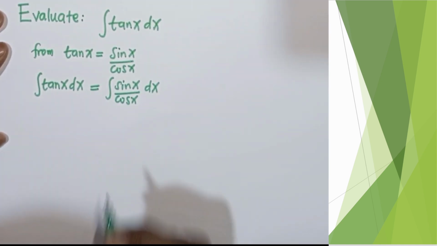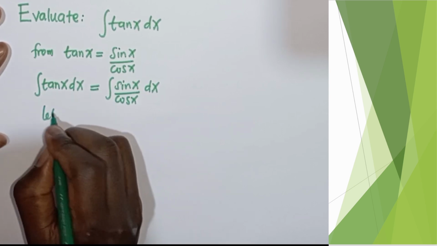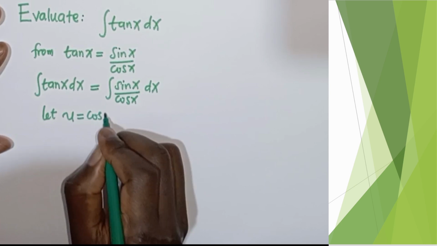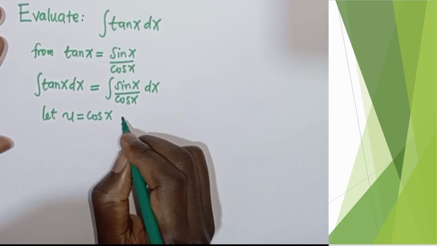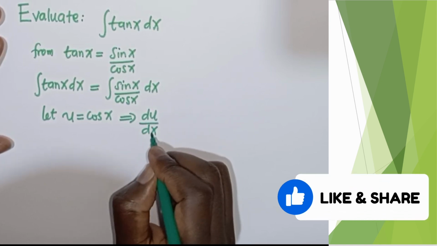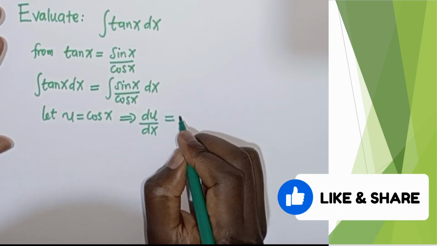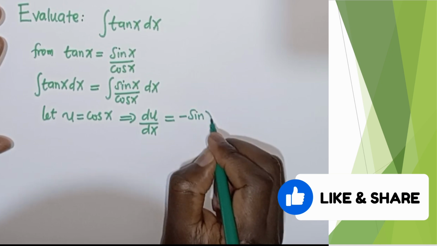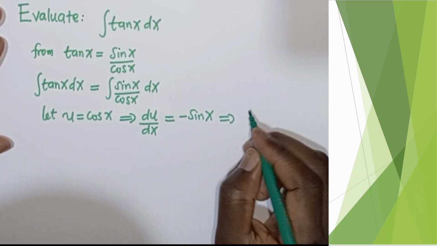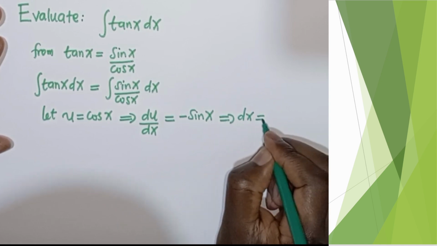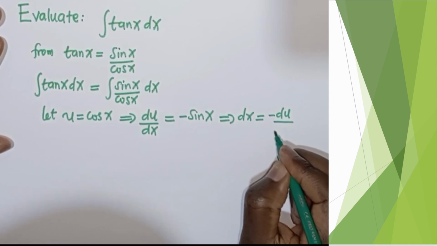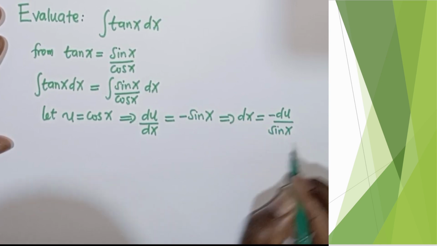Therefore, using change of variable, we say let u equal cos x. So we go ahead and differentiate it. Our du dx equals negative sin x. So we make dx the subject, and you have dx is equal to negative du out of sin x.